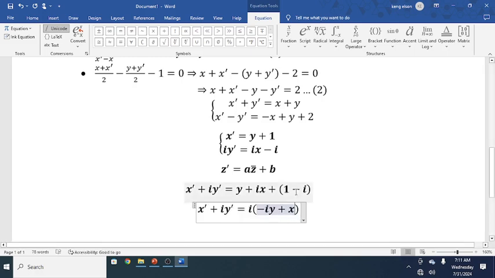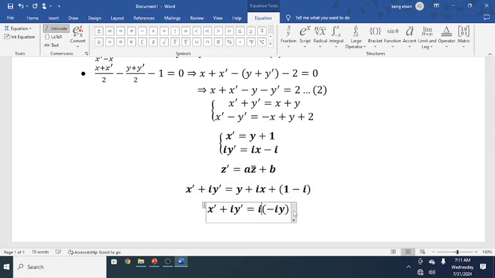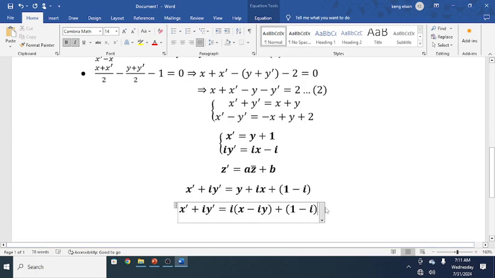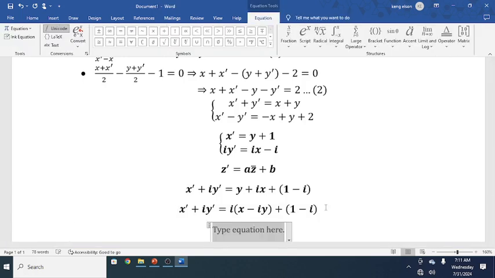Alright, so let's write the x first. We are going to have x minus iy. Then we are left with x minus i. So clearly we can see that our z prime will be equal to i times z bar plus 1 minus i.